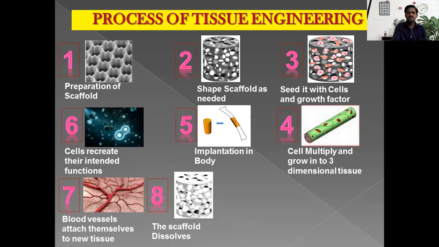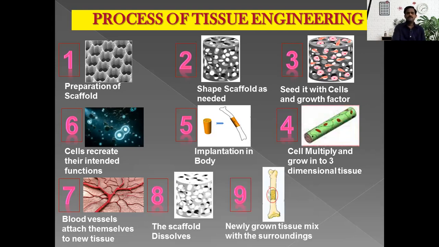Now the scaffold dissolves as soon as the cells multiply and there is a formation of three-dimensional functional tissue and blood vessels start to attach themselves to the new tissue. The duty or the function of the scaffold is now ended, and now it should be dissolved by the body's own system. The scaffold is now dissolved by the lytic enzymes of the body. Now there will be formation of three-dimensional tissue and it will fill the gap inside the organ and form the three-dimensional functional tissue.